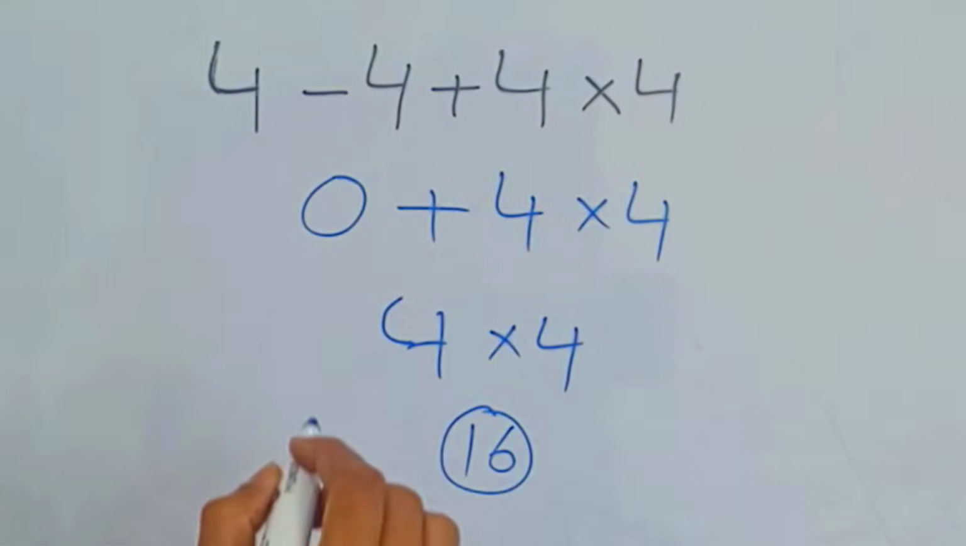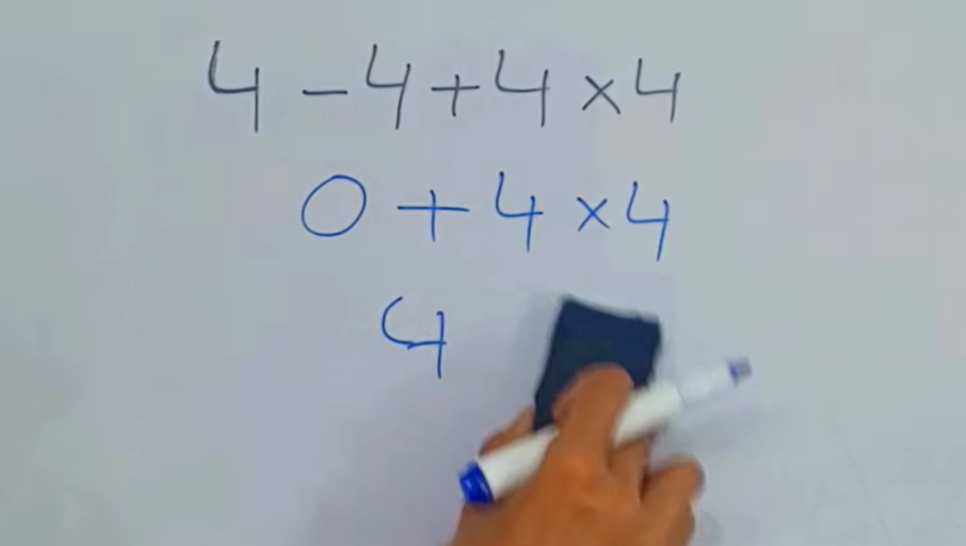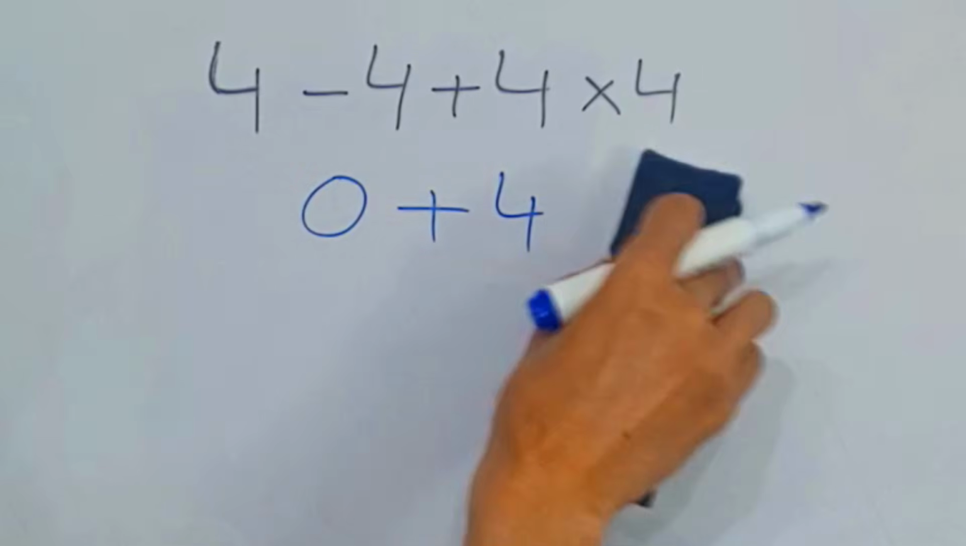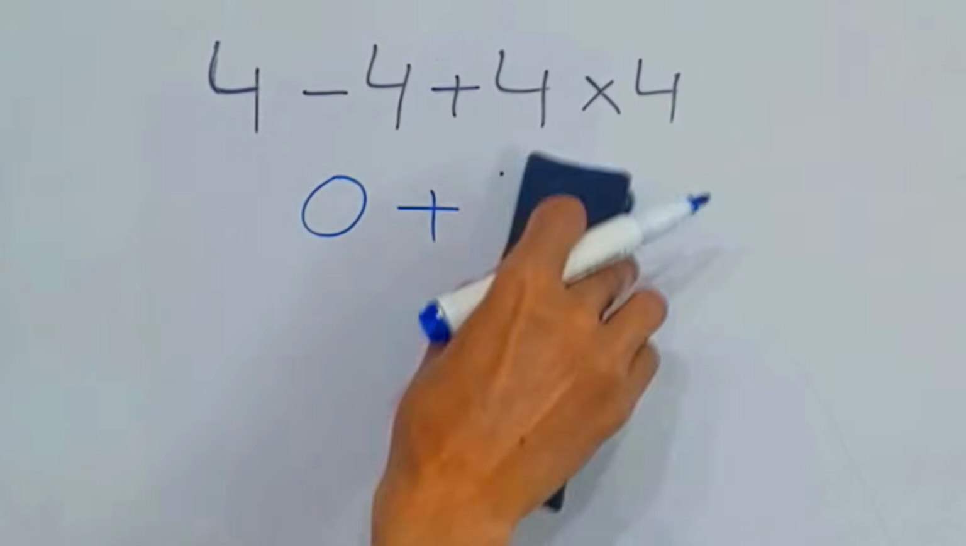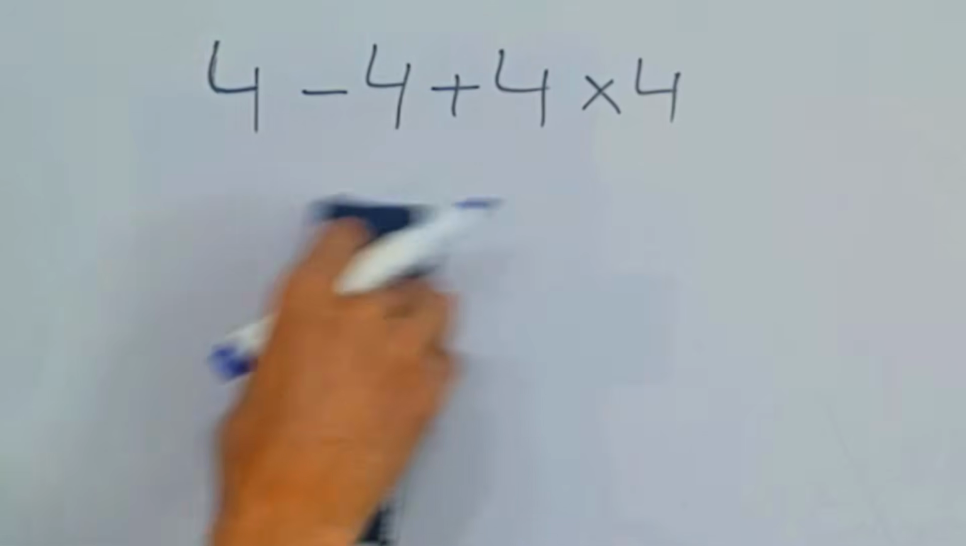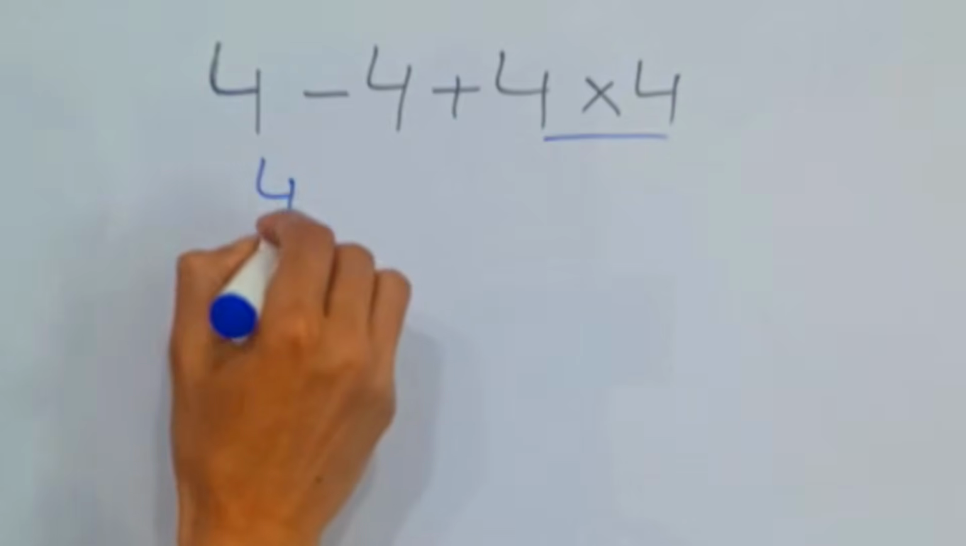Now 4 times 4 equals 16. But this is not correct. Why? Follow the order of operations. We use the PEMDAS rule. Multiplication and division must be done before addition and subtraction, and the multiplication and division from left to right. So multiply first, right? So 4.